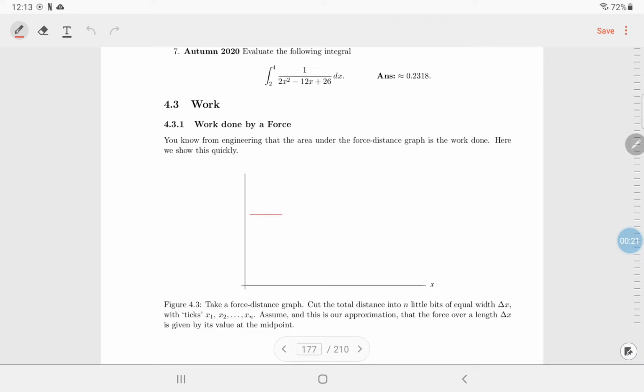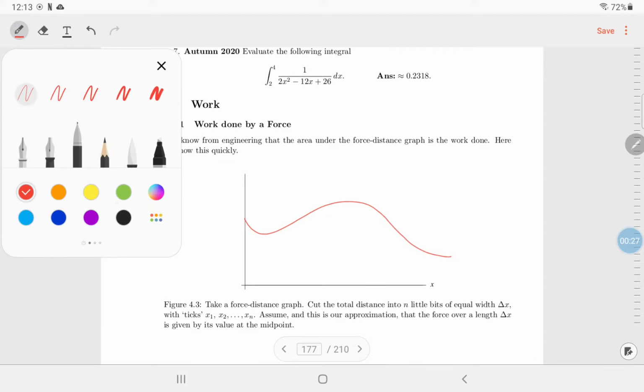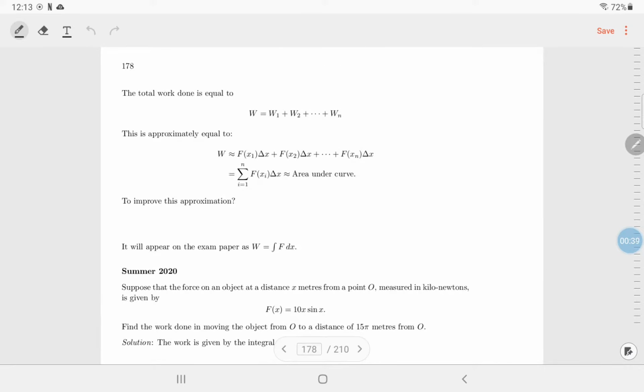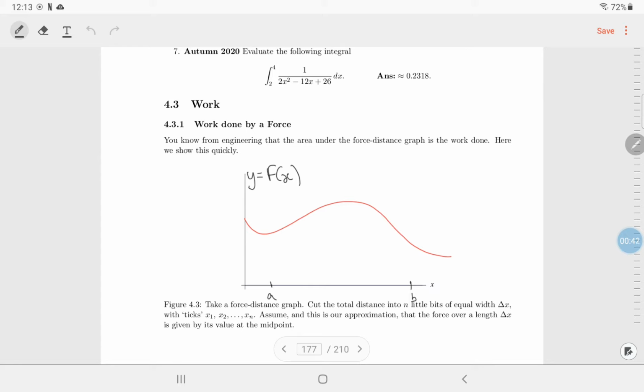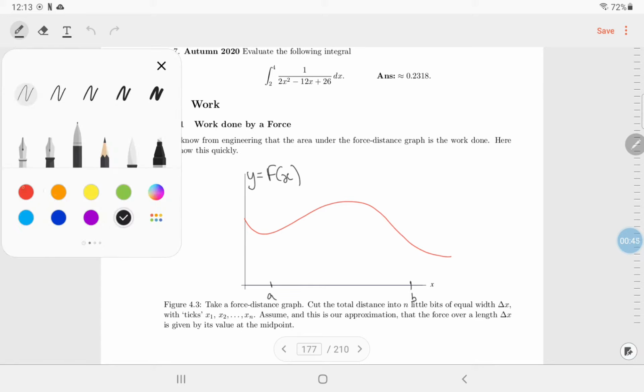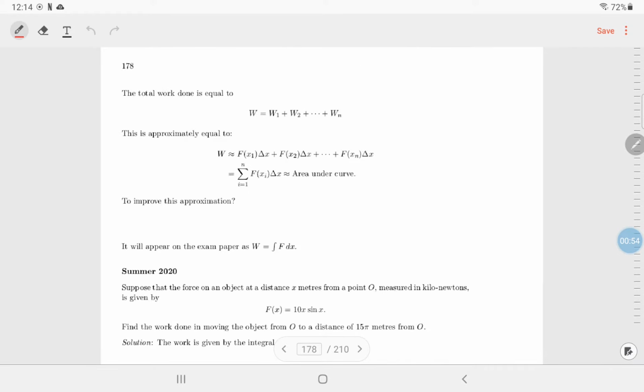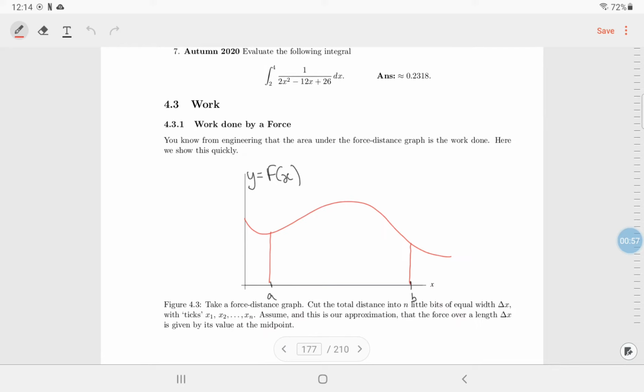So take some kind of a curve describing a force applied over a distance. Okay, I should label this. Let's look between A and B. What we're going to do is split up the region. We're interested in the work done between the points A and B, so we're going to split this up into so many pieces. Let's split it once, split it again, and again, which is probably enough for our needs.